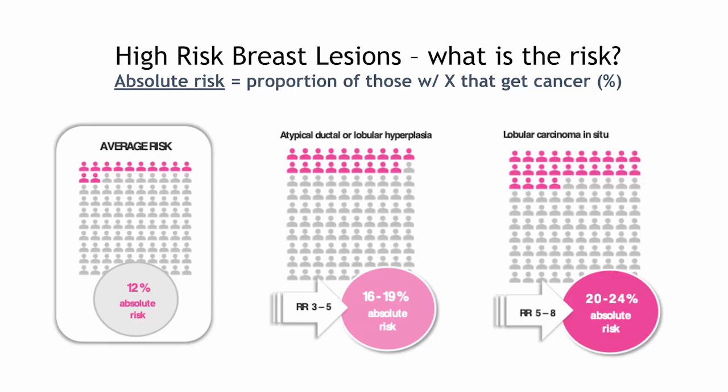And so if we look using this cartoon here, Brittany said that the average woman has a 12% lifetime risk of getting breast cancer. So that's on the left-hand side. If we have 100 women in the gray picture, the average risk, 12 out of 100 will develop breast cancer in their lifetime. If we look at groups of women with either atypical ductal or lobular hyperplasia, if you take 100 women with those changes in their breast tissue, about 15 to 20 of those women will develop breast cancer over their lifetime. And then on the far side, if you take 100 women with lobular carcinoma in situ in their breast tissue, about 20 to 25 of those women will develop breast cancer in their lifetime.